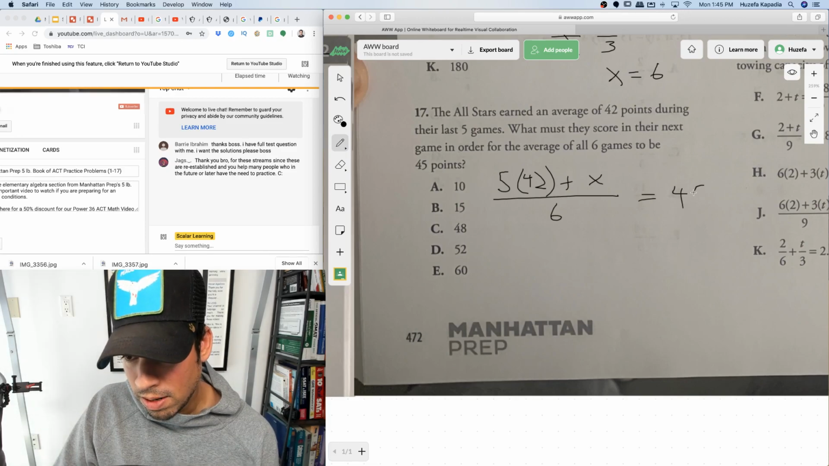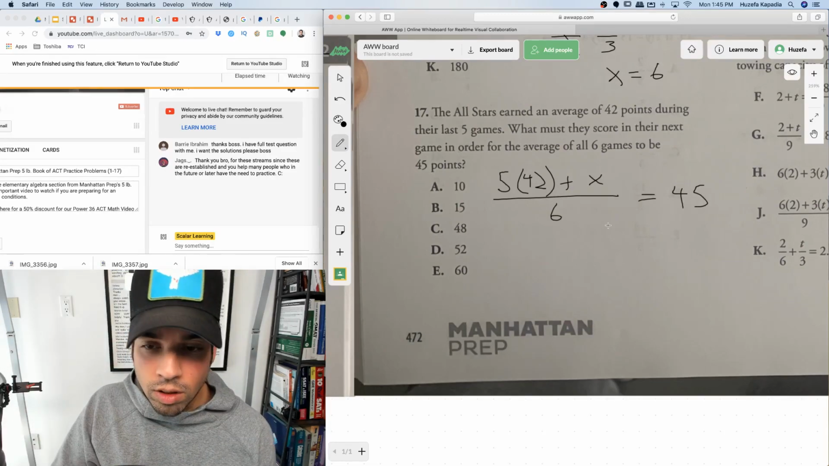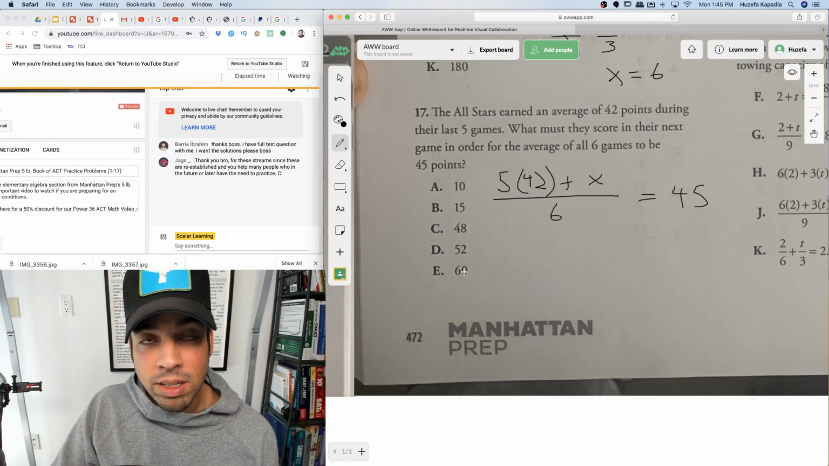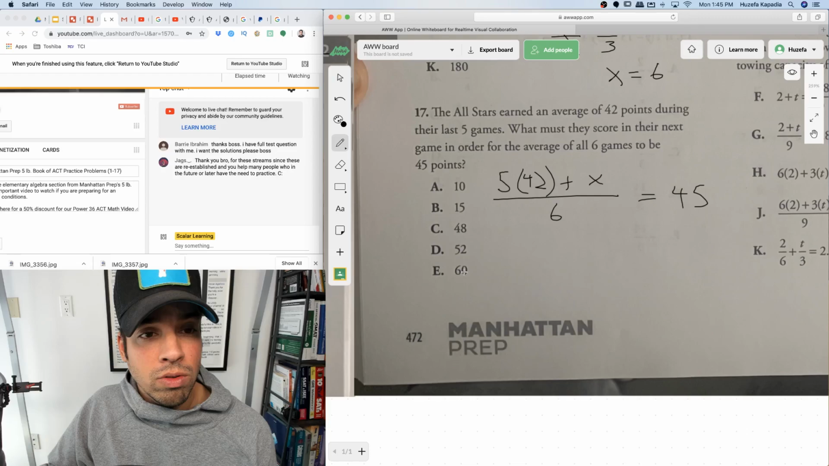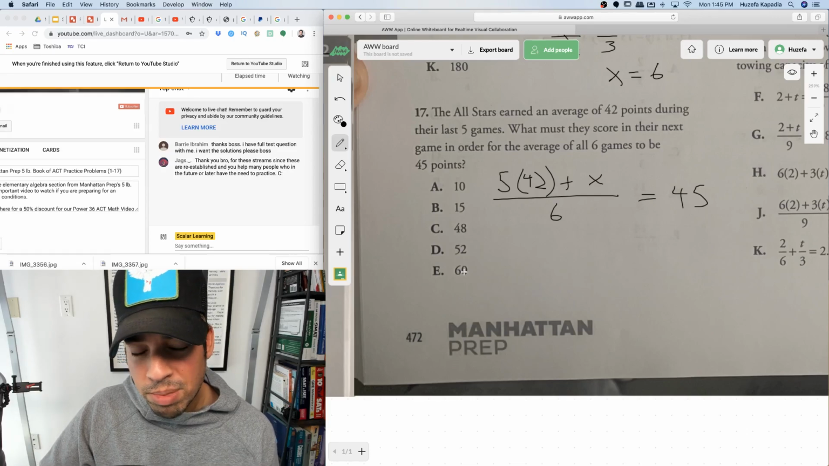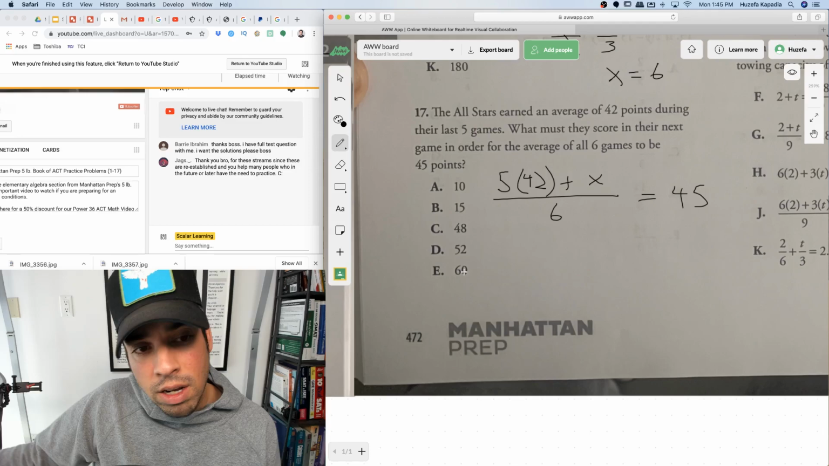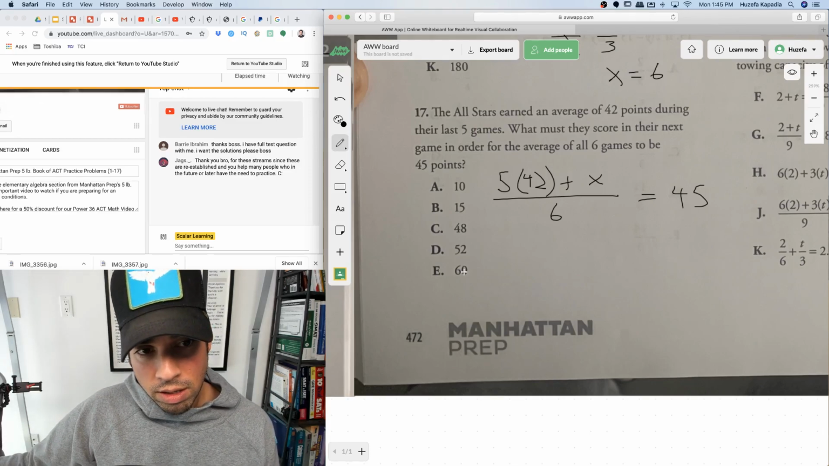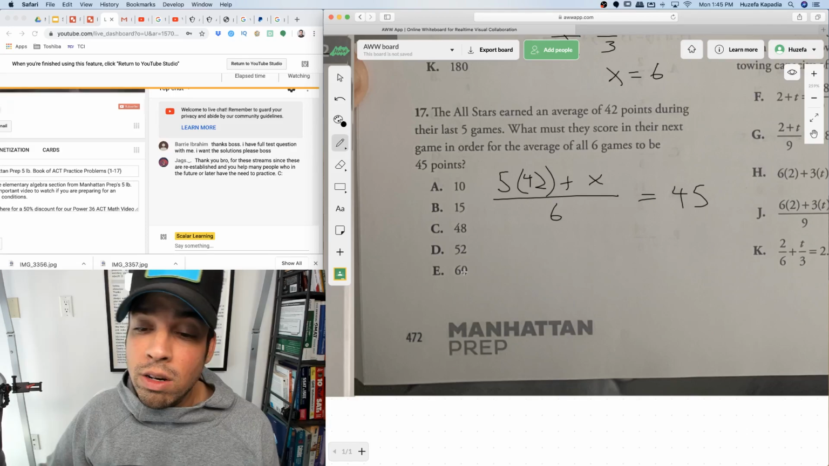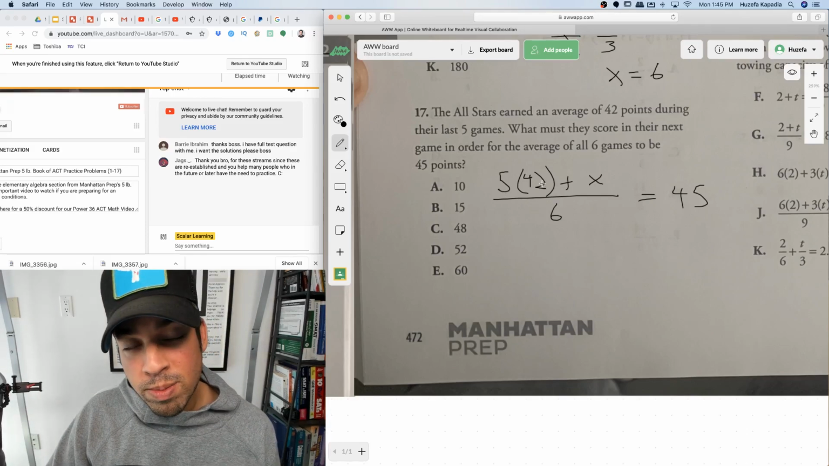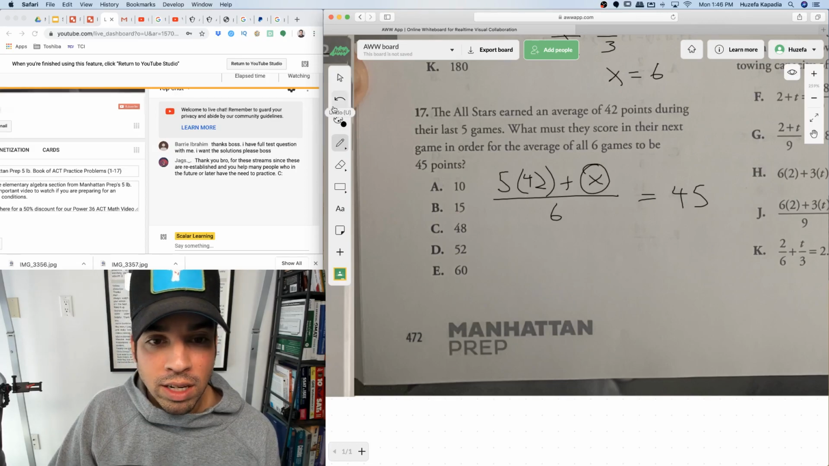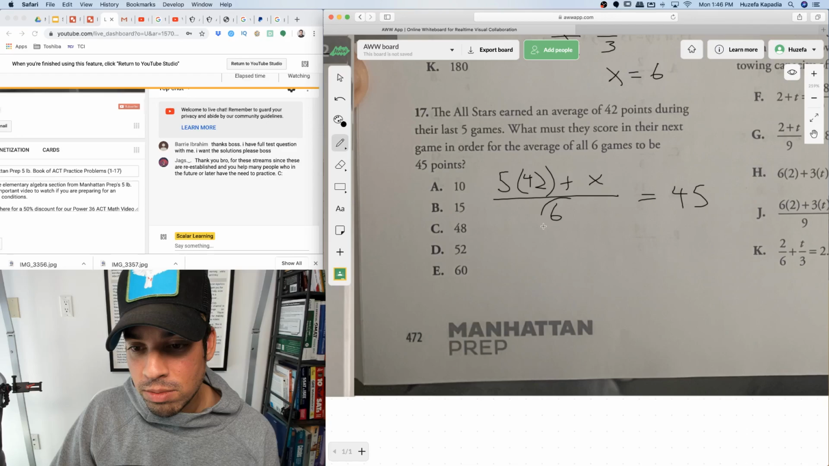Now, let me explain how I've set this up. I'm saying all their points totaled up, including this. So these are the first 5 games. Now, it doesn't matter that I don't know the individual scores, but I know that they added up to a total of 210. Because if they average out to 42, that means the total number divided by 5 is 42. Therefore, 42 times 5 gets me back to the total number. All right? Then this is my 6th game, and we're taking the average of 6 games, hence why I have a 6 on the bottom, and this new average equals 45.